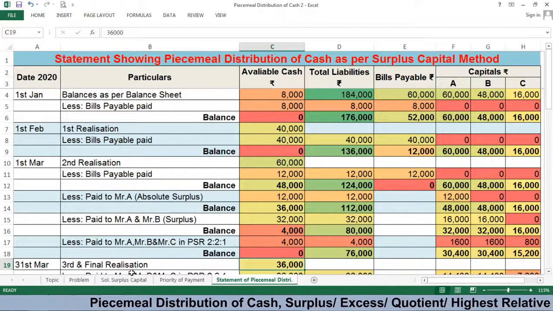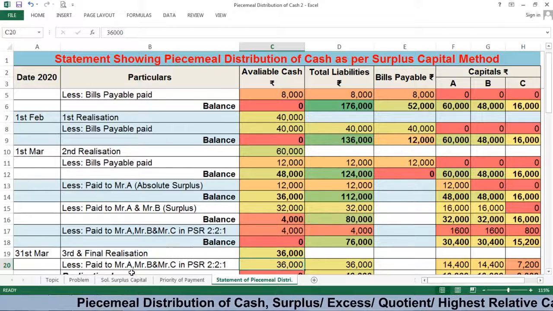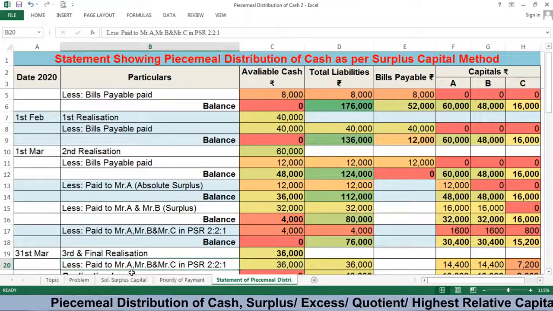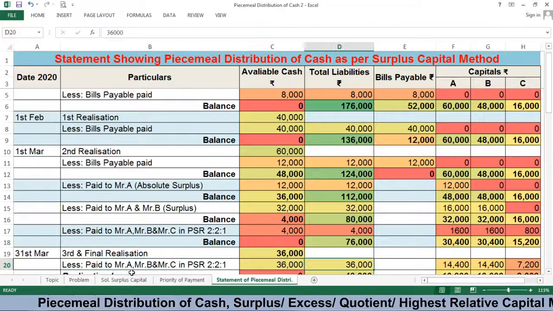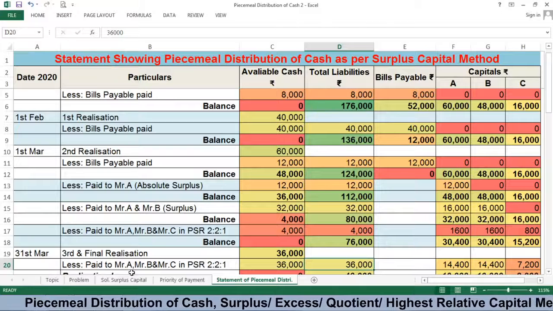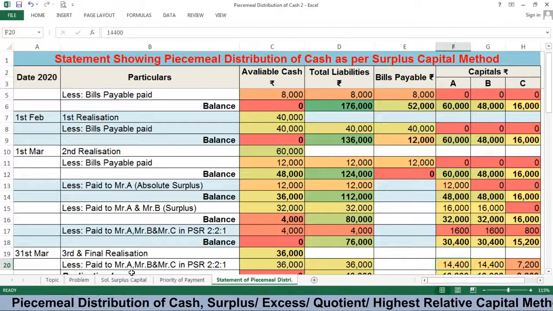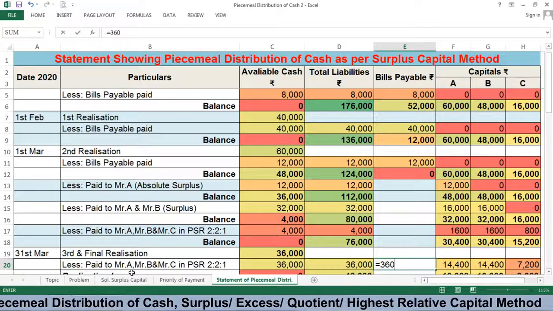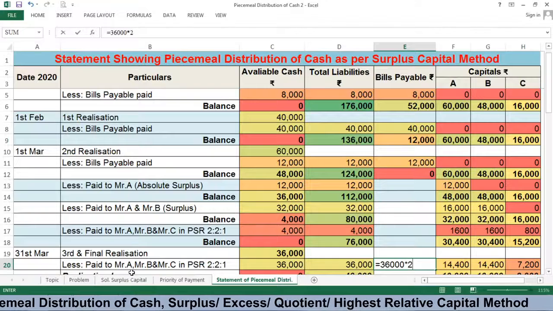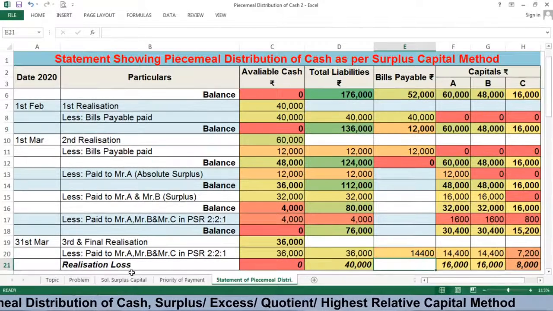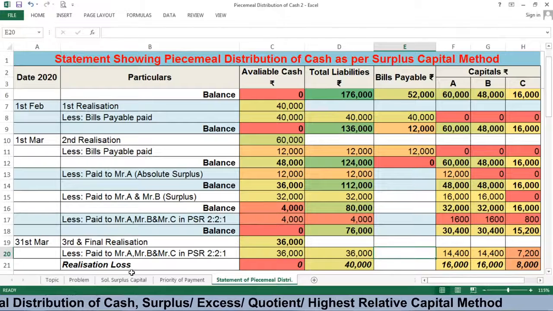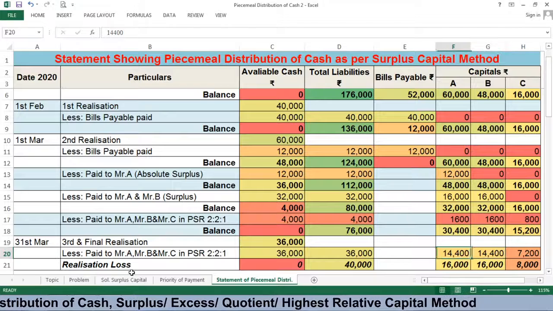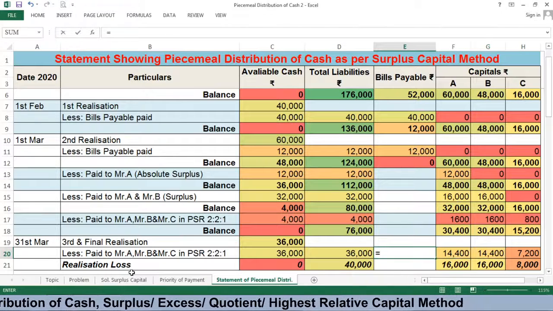Now we have 36,000, and in the next step we have to pay all this money to all the partners in the ratio of 2:2:1. So cash will be reduced by 36,000, and total liability will be reduced by 36,000. You can calculate it by using a calculator: 36,000 into 2 divided by 5. So it comes to 14,400. So Mr. A will get 14,400, Mr. B will get 14,400, and Mr. C will get rupees 7,200.